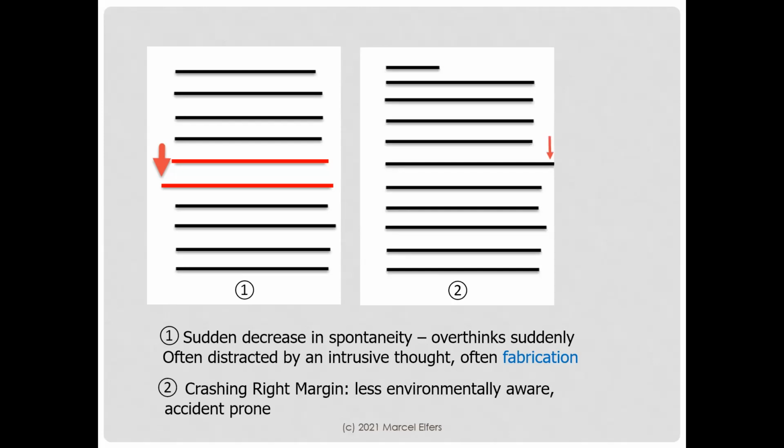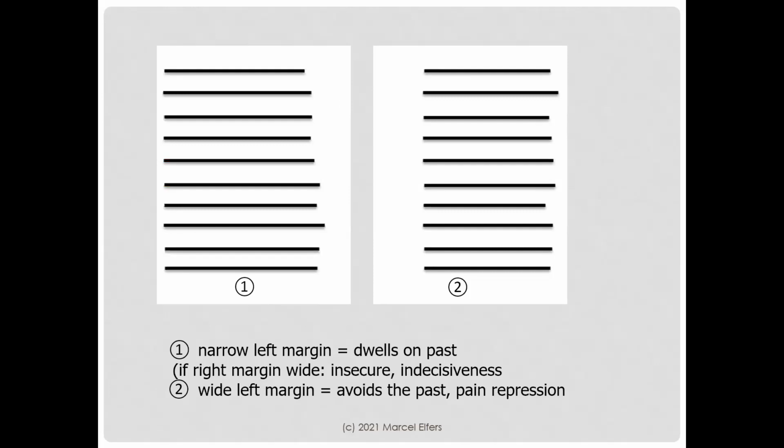The same can happen on the right margin. It's called a crashing right margin. These individuals tend to be more involved in what they write, got distracted by the context of what they're writing, and then don't see the end of the paper coming. And therefore, they tend to be more self-absorbed, less environmentally aware, and can be accident prone by not foreseeing the future.